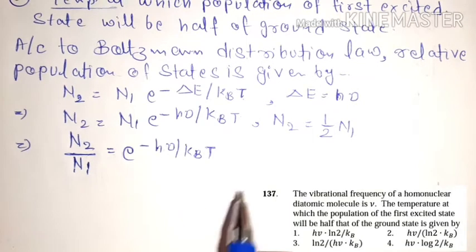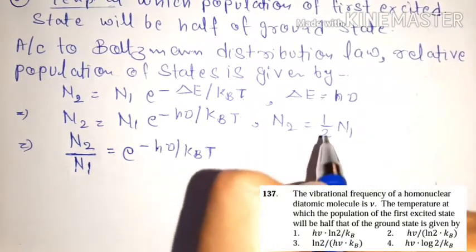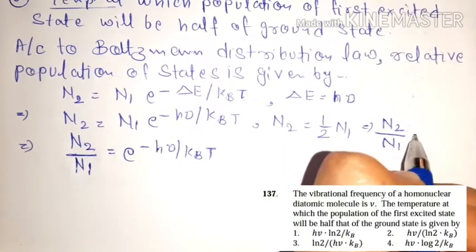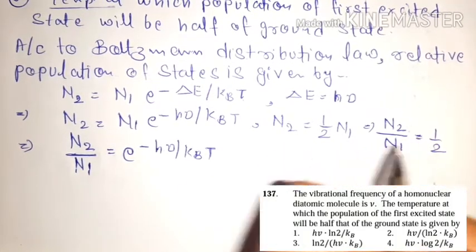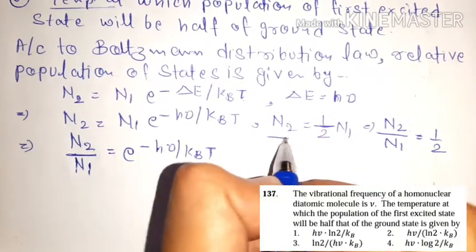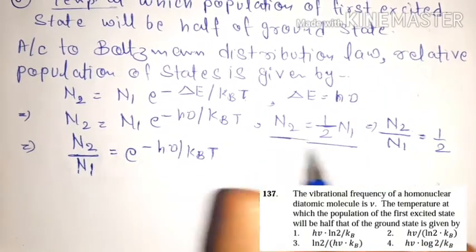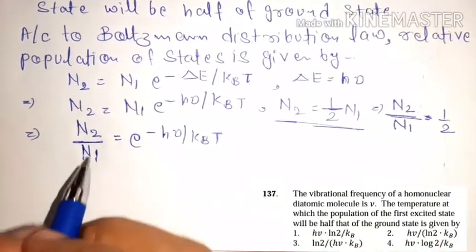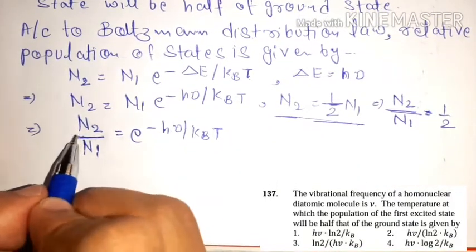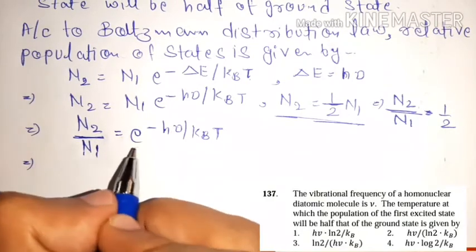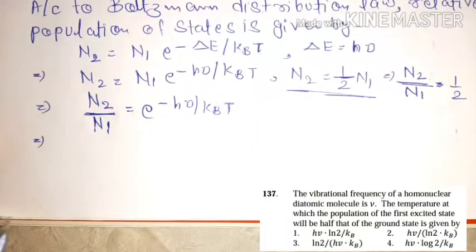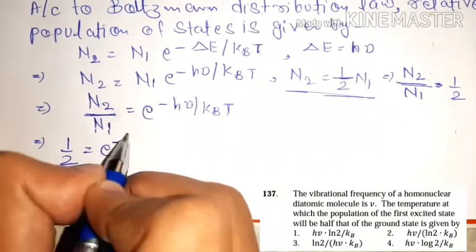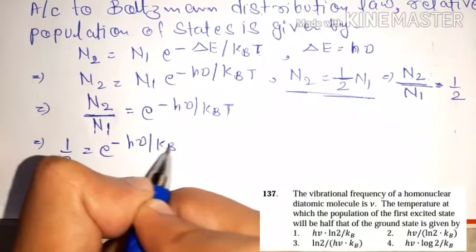Okay, so by this relation, when you rearrange n2 is equal to half n1, we get that n2 over n1 is equal to half. So we can place the half in this equation: n2 over n1 is equal to half. So half is equal to e to the power minus h nu upon kb into t.